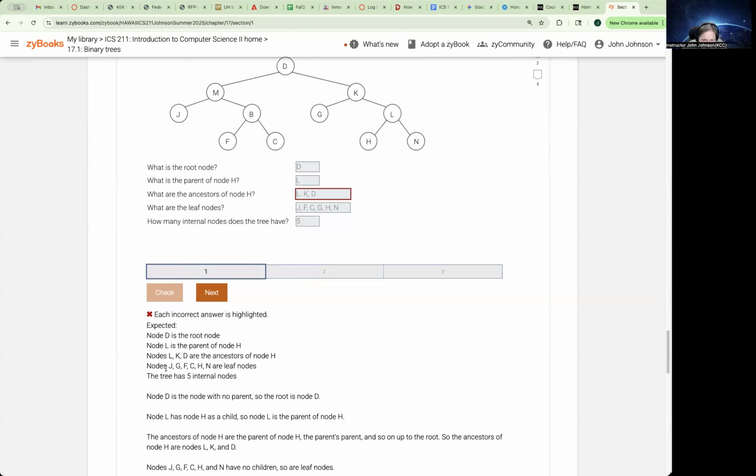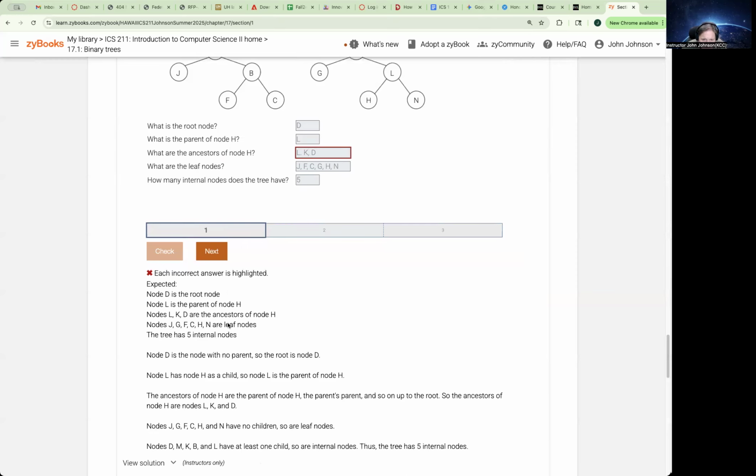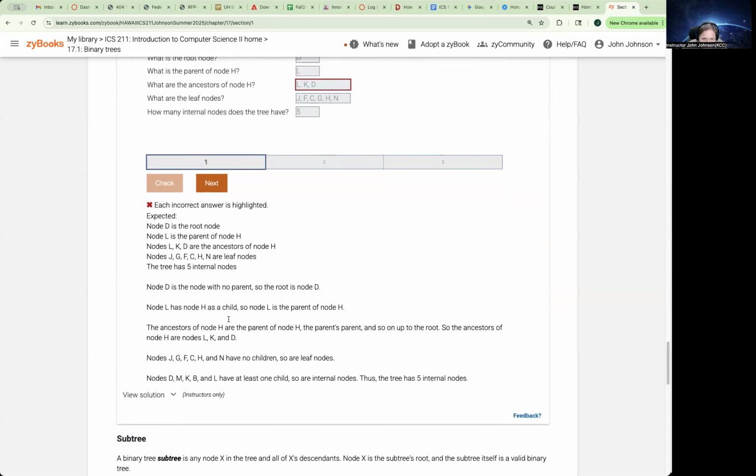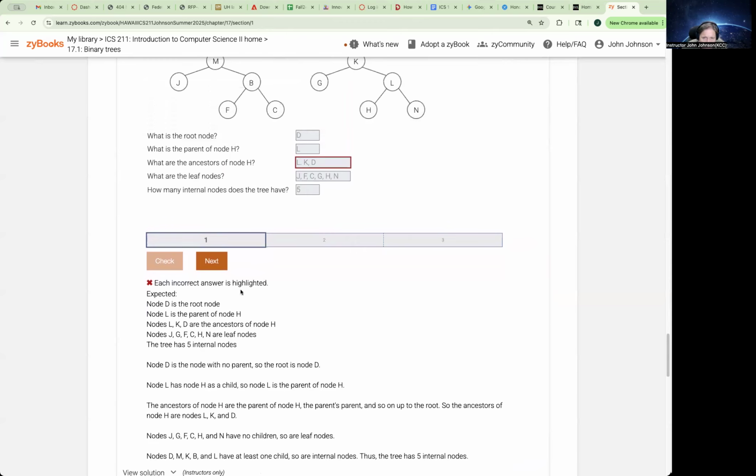All right. So then nodes J, G, F, C, H, N, we have that as well. And the tree has 5 internal nodes. So we actually got them all right, I think. Oh, wait. Oh, LKD is the only one that it's marking as wrong here. So LKD.